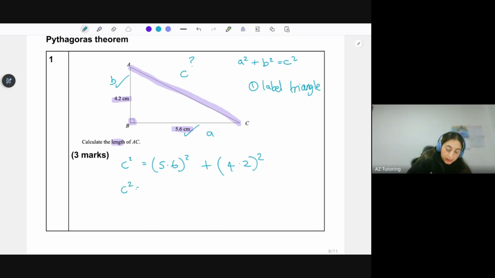So therefore, C squared is going to be, I'm going to work out what 5.6 squared is on my calculator. 5.6 squared is just 31.36. And I'm going to work out what 4.2 squared is. It's just 17.64. So I've got that, so I can add them up, I can simplify it. 17.64 plus 31.36 is just 49. So I can see C squared is 49, but that's not my final answer because I need to find C, but that's C squared. So to get rid of the squared, you have to square root the other side.